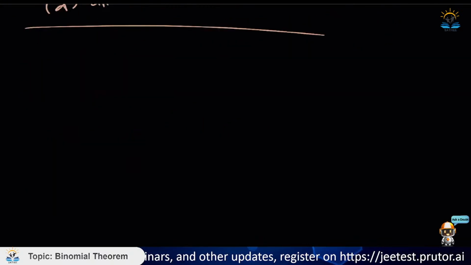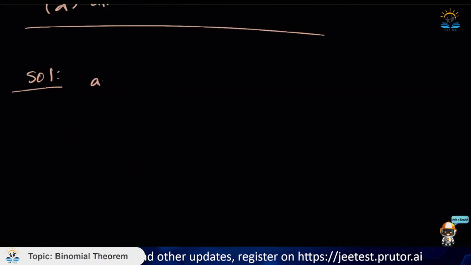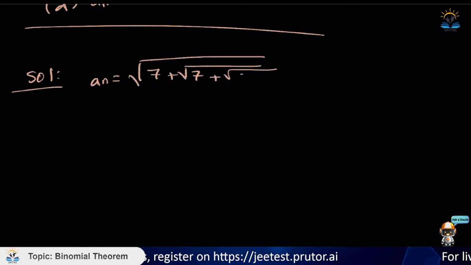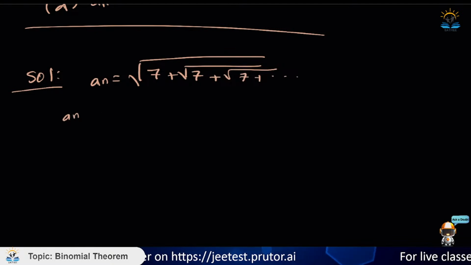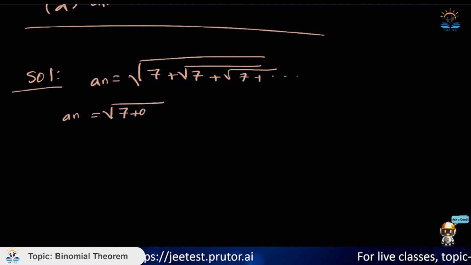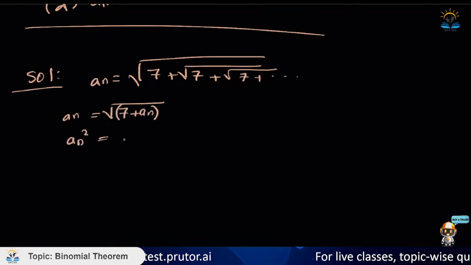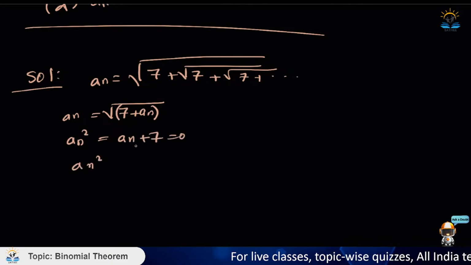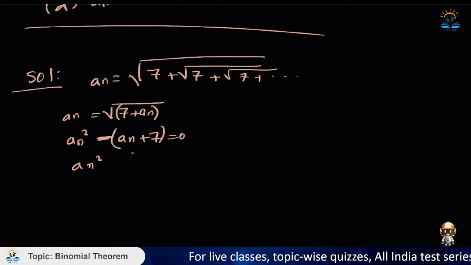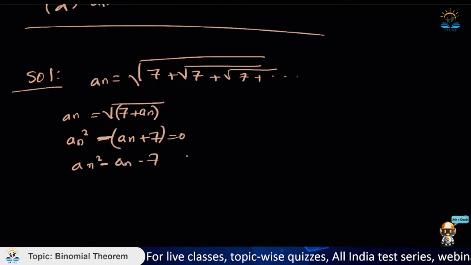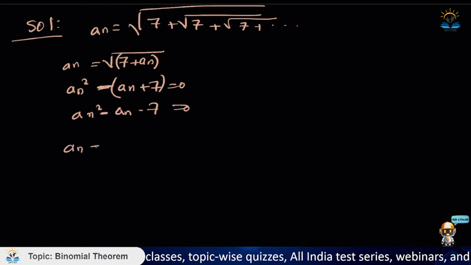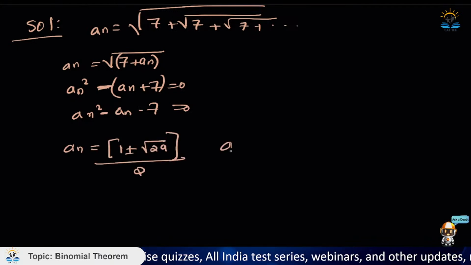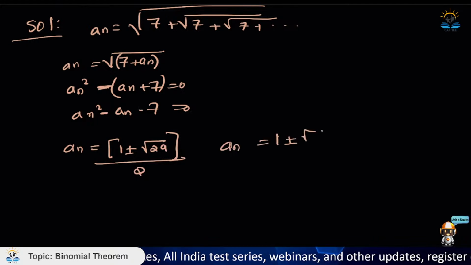Okay, so in the solution, an will be equal to 7 plus times of 7 plus times of 7 plus dot dot dot. So an will be equal to root of 7 plus times of an. So here we have an square is equal to an plus 7, so an square minus an minus 7 equals to 0. Therefore on solving this, we get an as 1 plus or minus root of 29 divided by 2.